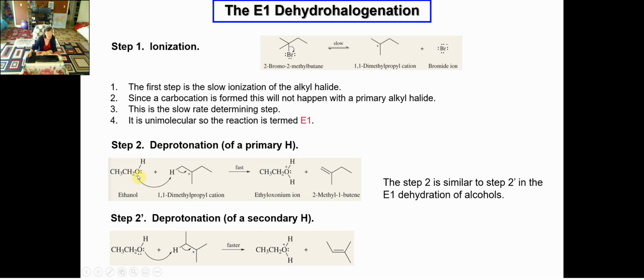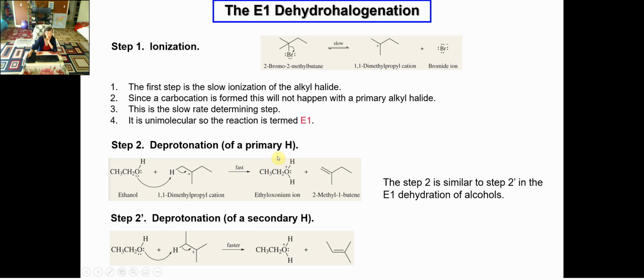The reason is your oxygen in your alcohol has 2 electron pairs attracted to the hydrogen, and then this hydrogen-carbon bond will be broken heterolytically. So you are going to form a bond. This carbon gains 1 more electron and is neutralized. You form this butane, so 2-methylbutane, and then you form this, called ethoxonium.